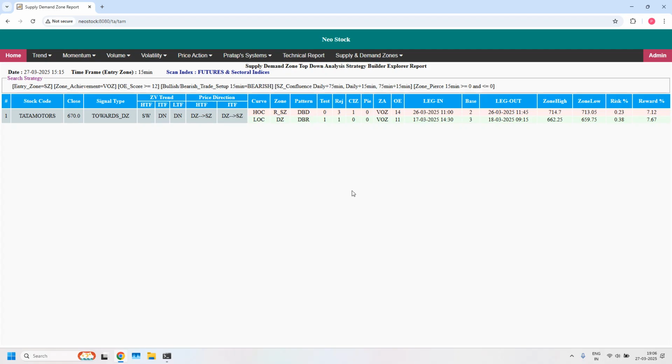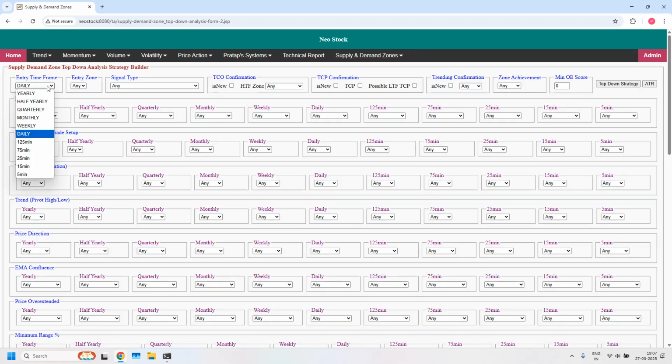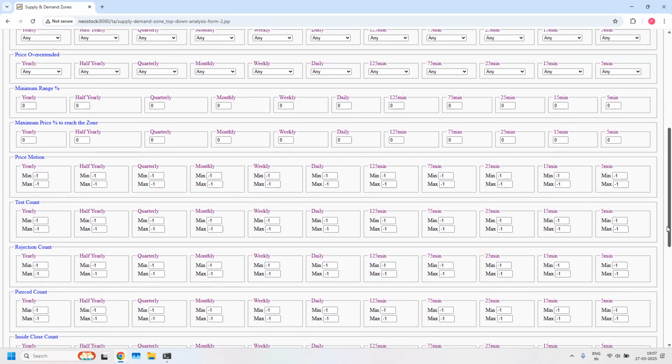Okay, this is about the bearish trade setup for daily income trade. Next, we will look into hourly income trade reports. Bullish trade setup for hourly income trade, entry time frame 5 minutes, entry zone, demand zone. In bullish or bearish trade setup at 5 minutes, I am selecting bullish, and zone achievement should be violated opposing zone, minimum odd enhancer score should be 12, and also 5 minutes demand zone should not be pierced. In the pierced count, at 5 minutes time frame, minimum value 0, maximum value 0.